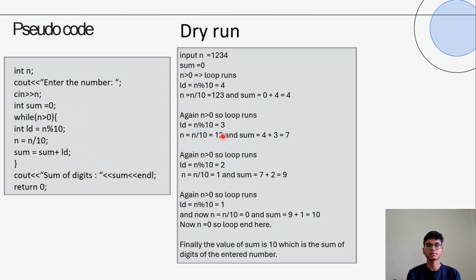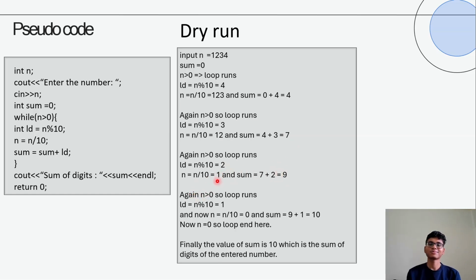Now again, n is greater than 0 as n is 1, 2. So the loop runs again. The last digit is n modulus 10, which is 2. n is equal to n by 10. We are again dividing this number by 10. We get 1. Now the sum is the previous sum plus the last digit, which is now 9.